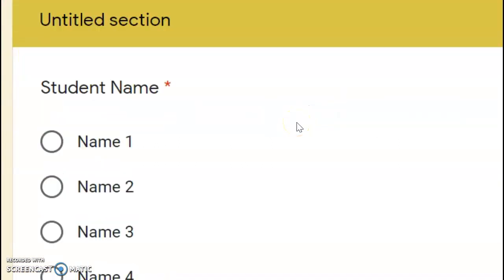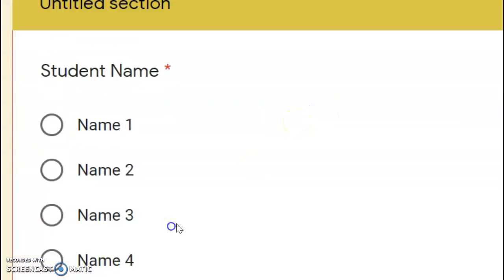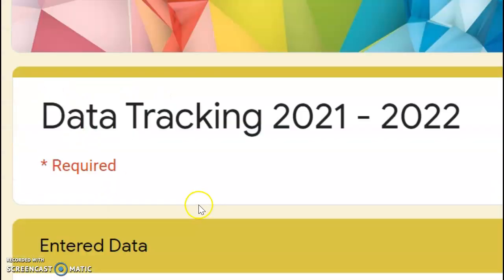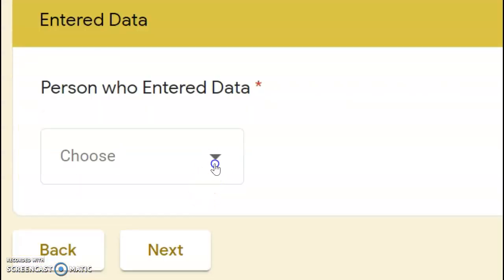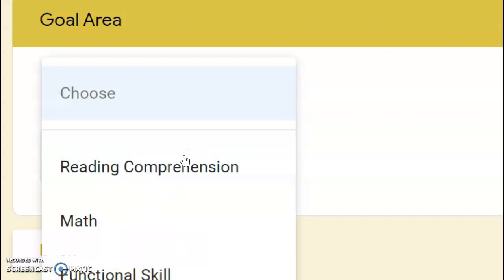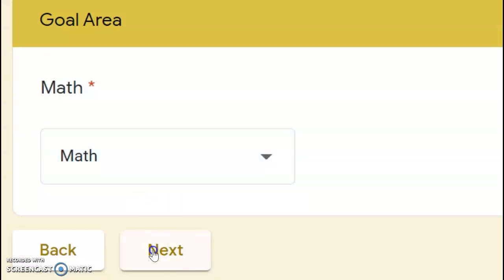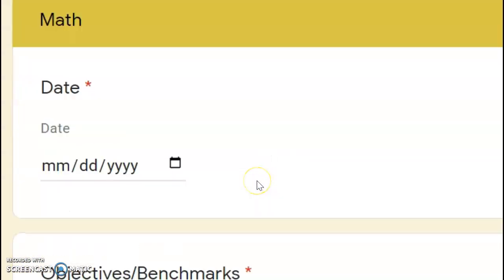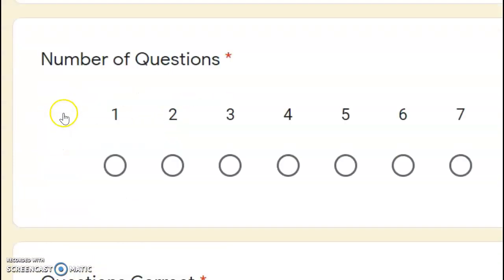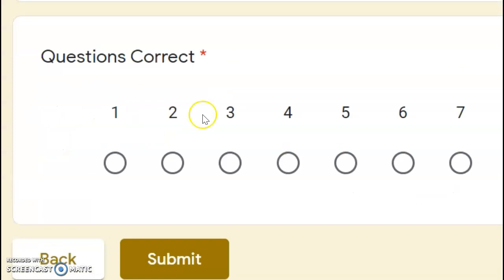So in this section, I would type in student name or initials. And then the person who entered the data, of course. But then I can go to a goal area and I can say, we're going to work on math today. And for this student, we have to put in our date, of course, the objectives that we're working on, the number of questions correct, and whatnot.